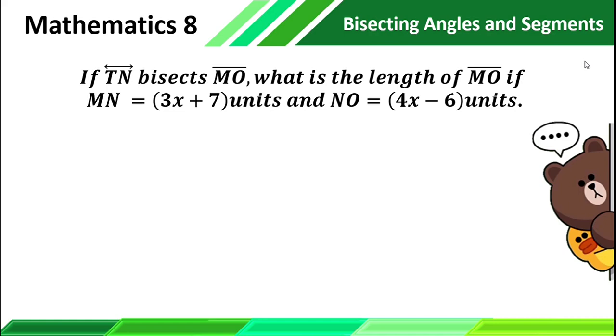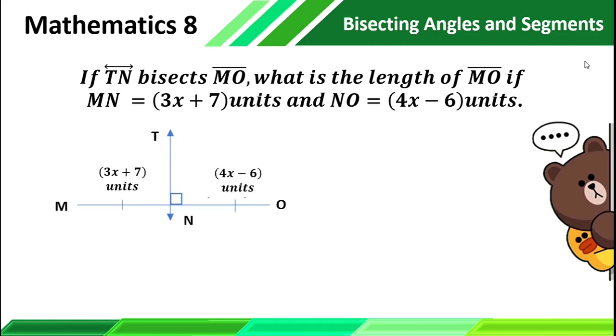Next problem. If line PN bisects line segment MO, what is the length of line segment MO if MN is equal to 3x plus 7 units and line segment NO is equal to 4x minus 6 units? For us to solve this, let's visualize our problem. So this is our illustration for the given problem.